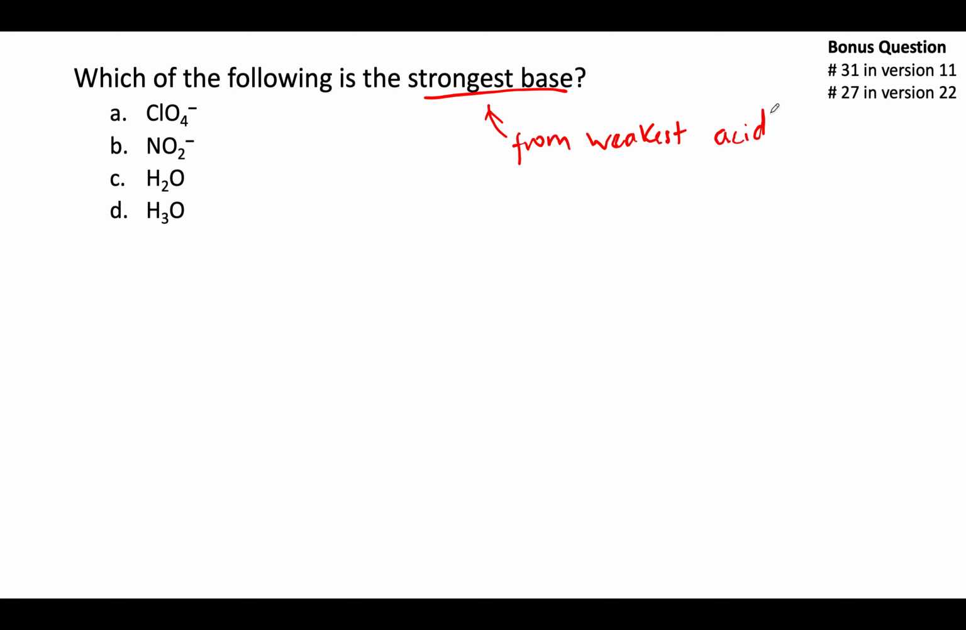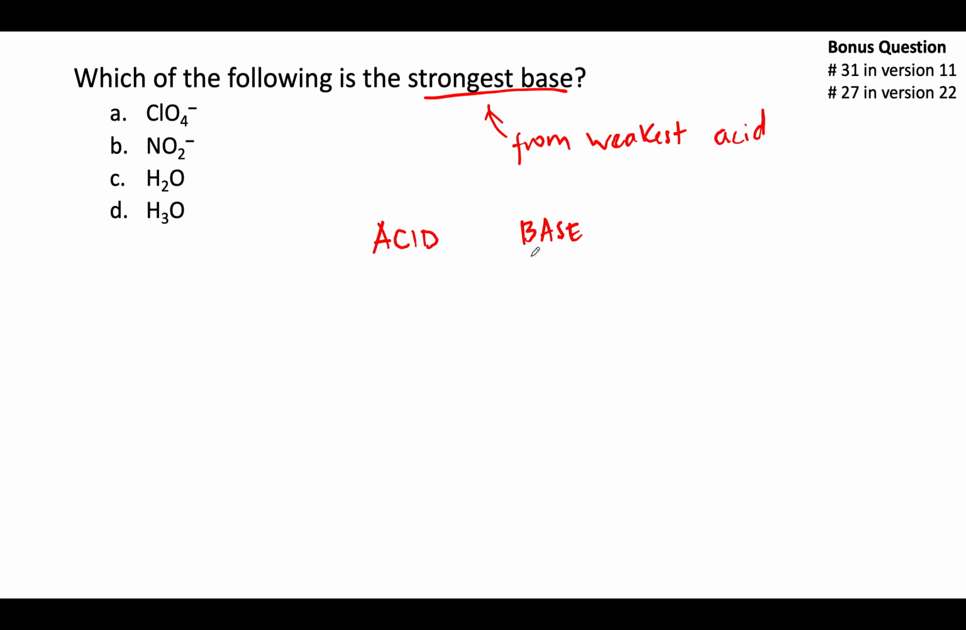So we needed to think about, what acids do these things come from, and what does that tell us about the basicity of this ion or compound. So to begin with, I'm kind of going to organize my thoughts in this way. I'm going to say, okay, this is the acid that it comes from, this is the base, which of these is going to be the strongest?